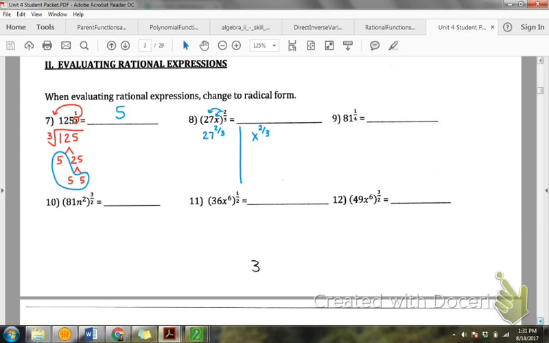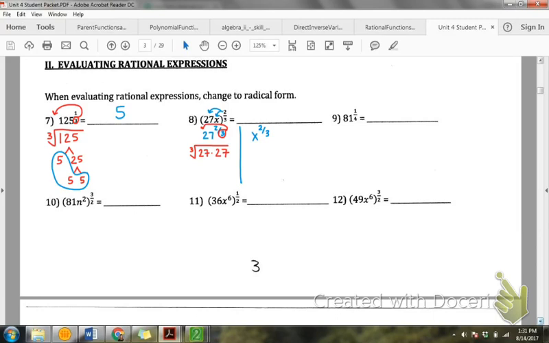So 27 to the 2/3. If I change that to radical form, what number becomes my root, Olivia? 3, right? The 3 is going to come out in front. So that means I have the cube root of 27 what? That means I have 2 27s, doesn't it? And I'm going to write them out. Instead of just 27 squared, I'm going to write 27 times 27. Where does the square come in? Because it's the numerator. Do you see it's the numerator? Yeah. So that means I have 27 squared. Okay, so I'm going to write it twice instead of just writing 27 squared.